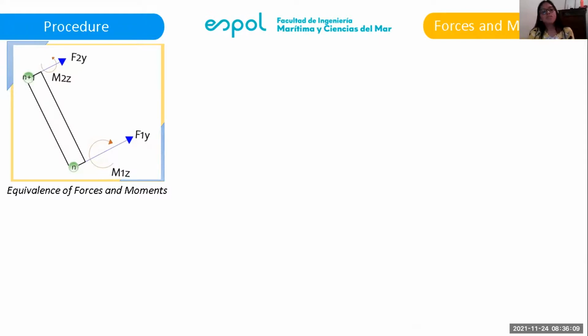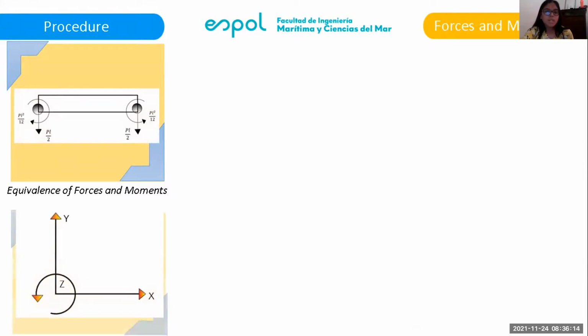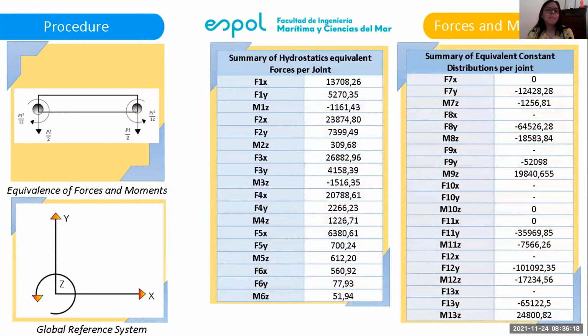Then, using the following relationship, it is possible to calculate the equivalent force due to the pressure of the upper and lower deck. Since the force obtained is in the local reference system, it's necessary to obtain the inverse of the T matrix to obtain the force in the global reference system, because this system is our starting point. So these are the results of the global reference forces and moments.